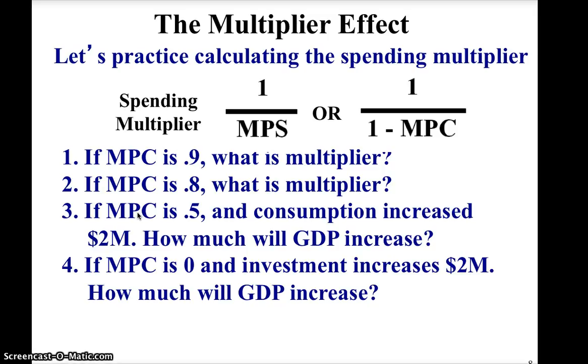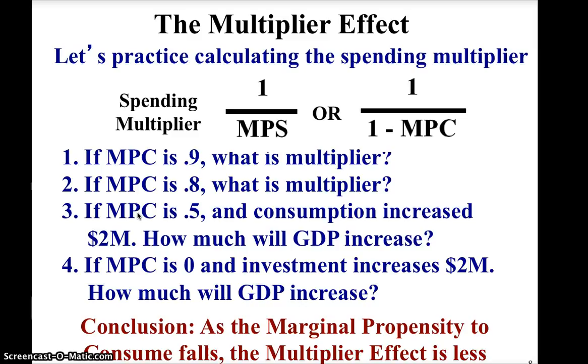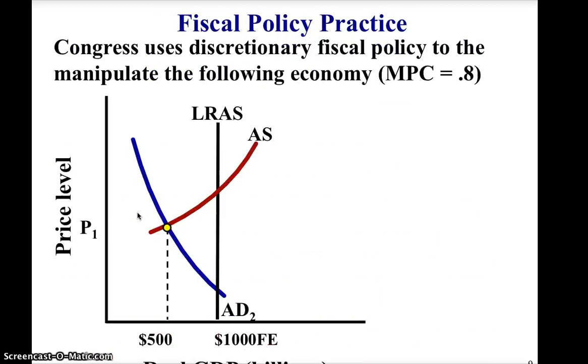This is one of the reasons that some economists worry about giving tax cuts to the wealthy, because they know that they do not spend as much of it as middle class and lower income folks. So the conclusion: as the marginal propensity to consume falls, the multiplier effect is less. So you really want people to spend in order to increase the multiplier effect.